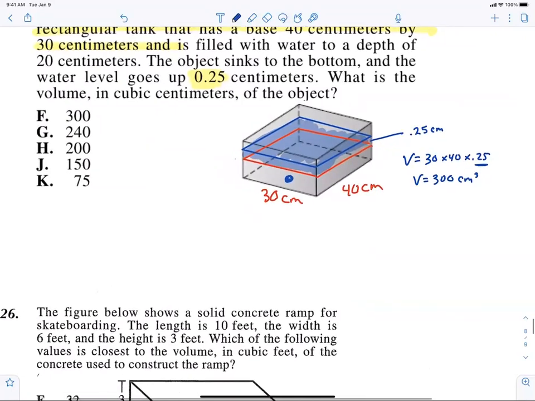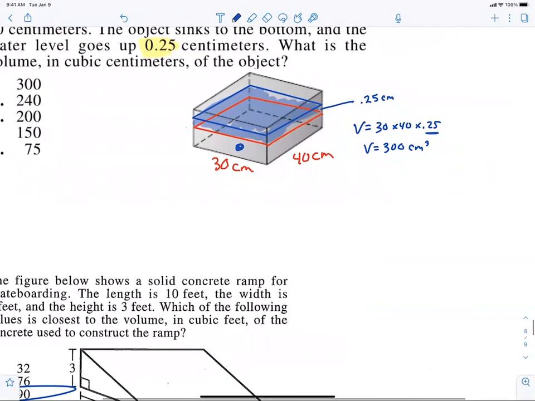25, 300. Oh, wait a minute. Yeah, it is 300 because you did 30 times 40 times 0.25. Do you agree with me on this?